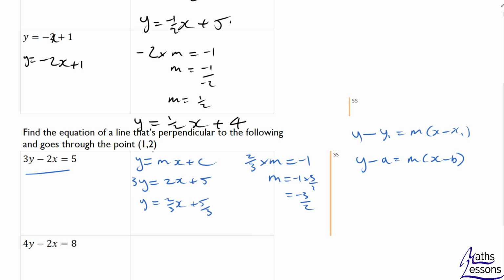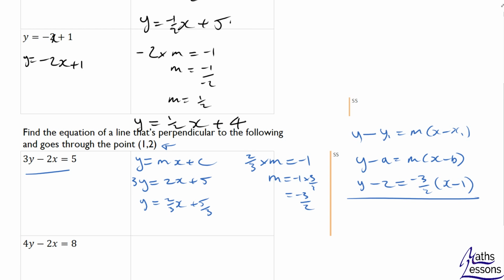So we know it goes through the point 1, 2. And the x value is 1 and the y value is 2. So we take away the y value from y, put the gradient in, -3/2, take away the x value, 1, away from x, and you get that as your equation of the line. And that, if this was an exam question, would be a perfectly good answer.